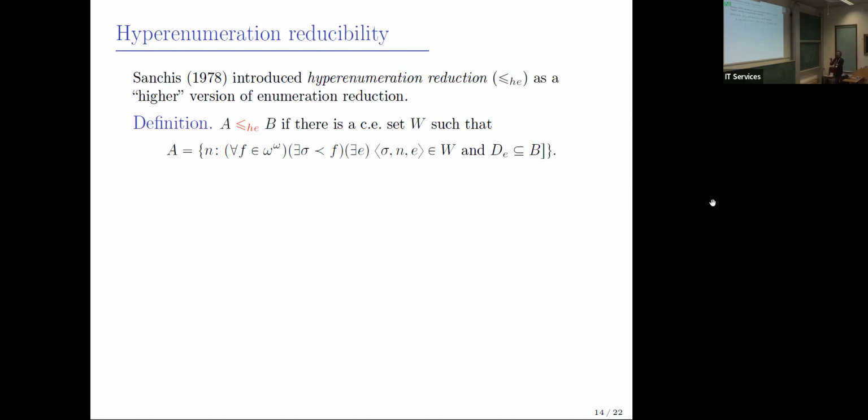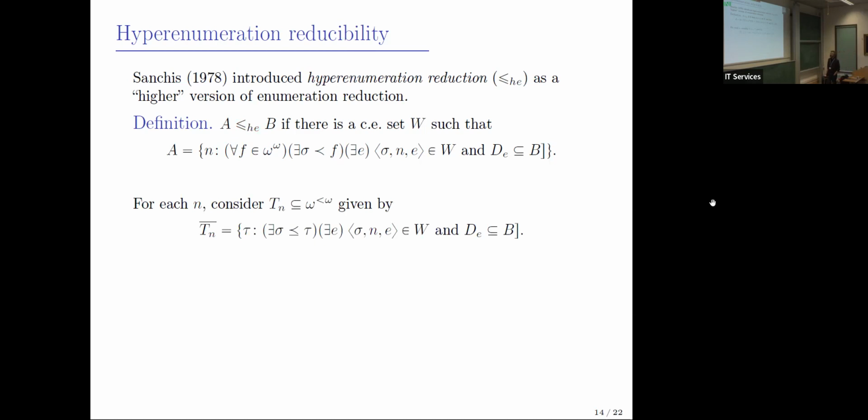So one way to think about this is I'm doing enumeration reduction relative to all paths, taking the intersection of all of those results, and that's this A. I'm going to give you a different way of thinking about it, but that's basically what's written down here. Because everything from here on looks like enumeration reduction, except that I have this silly sigma there.